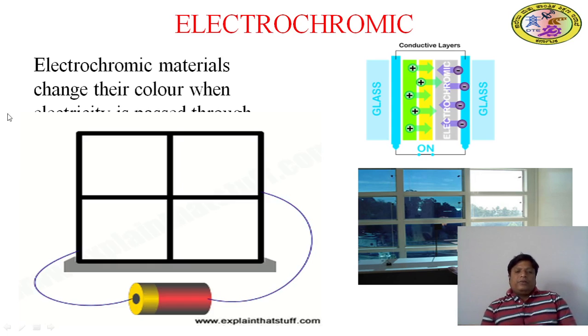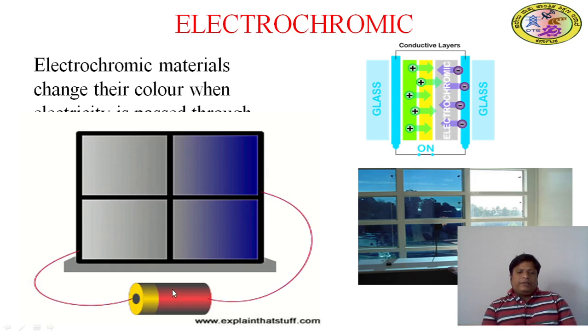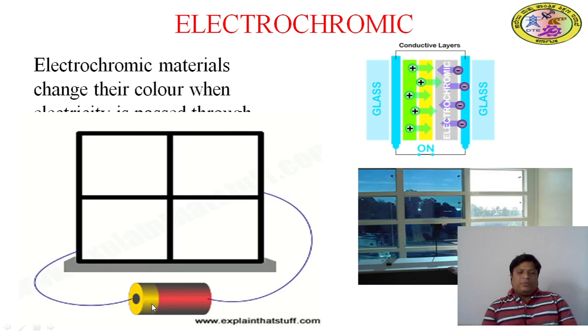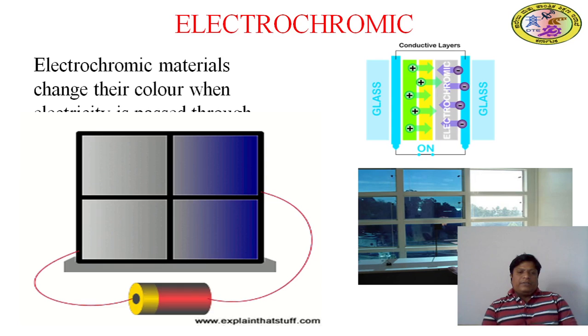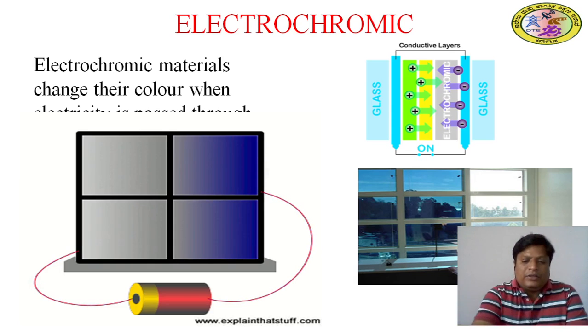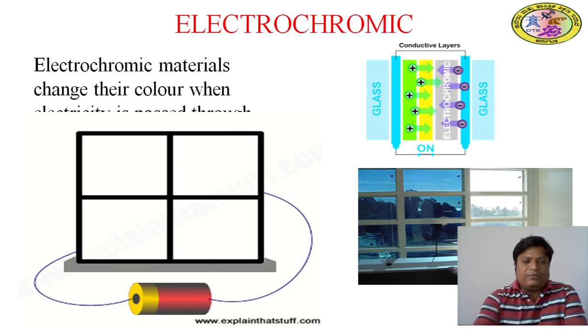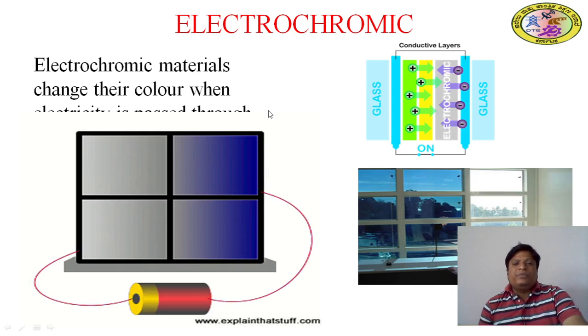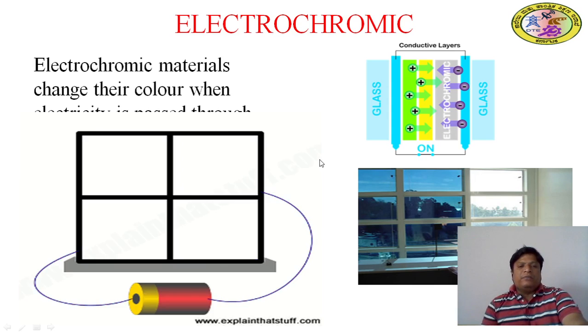Here you can observe that by supplying electricity, or giving a potential charge, the color of the glass changes. Electrochromic materials, polymers and shape memory polymers have different applications available in the markets. So you know that.